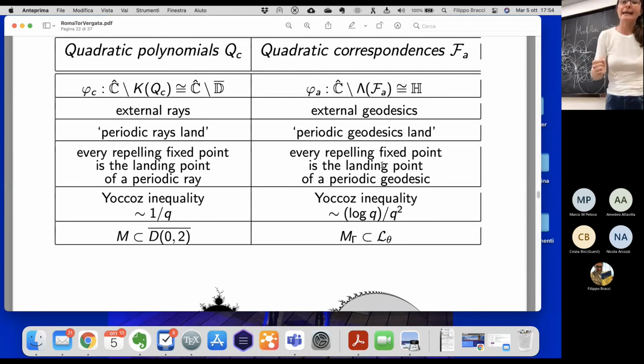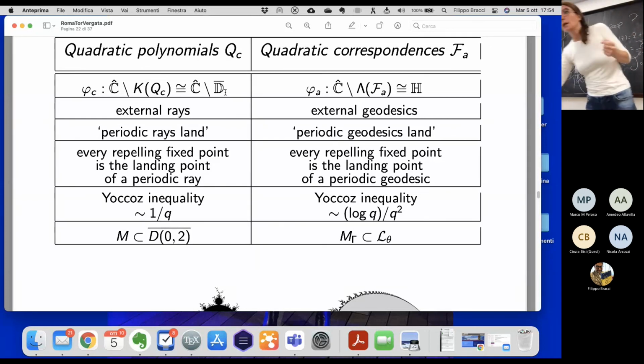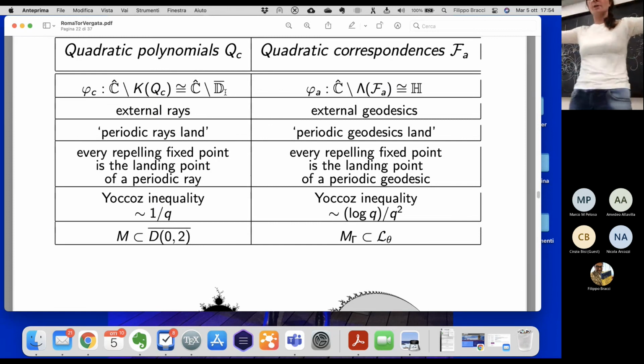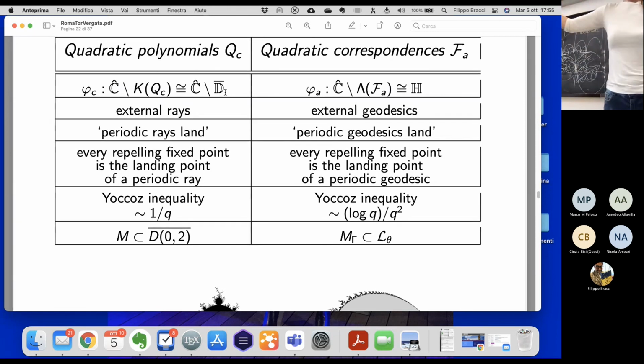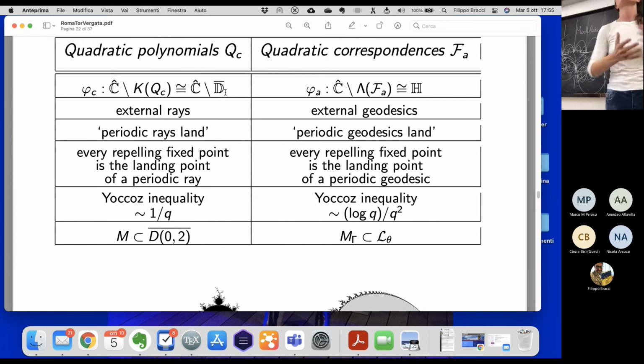In the case of quadratic polynomial, you have a Böttcher map that uniformizes the complement of your Field-Julia set to the complement of the unit disk, conjugating your polynomial with the leading term. In our case, we have our Böttcher map that sends the complement of your limit set to the upper half plane and conjugates the action of your correspondence to the one of the modular group. Then, in the case of polynomials, there are things called external rays that are extremely useful for proving an insane amount of things, which are nothing more than the preimage.